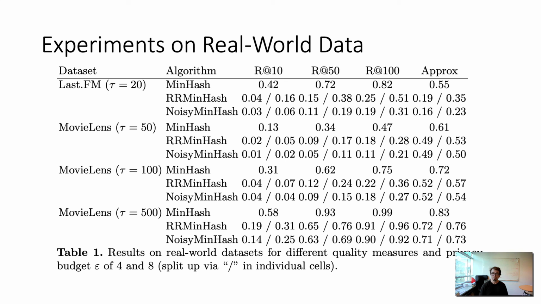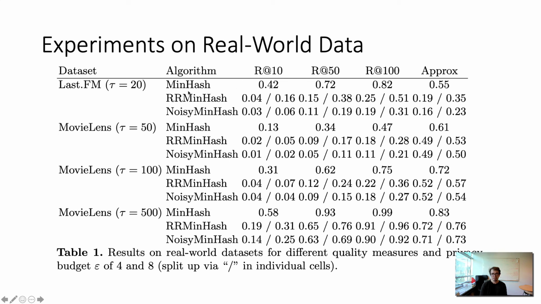What can we see? In the real world, it's actually difficult. Even if we use MinHash, we get recall values that are from 0.4 to 0.82 here for the Last.fm data set, and they're pretty bad, for example, for MovieLens by itself, from 0.13 to 0.47, and so on. It gets better the larger the items become.